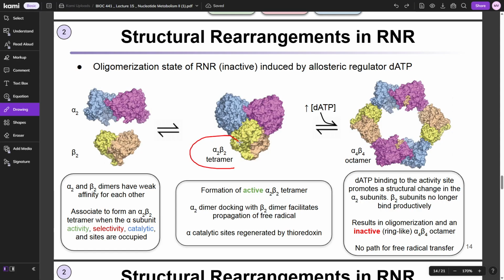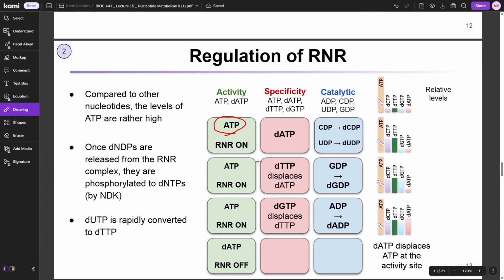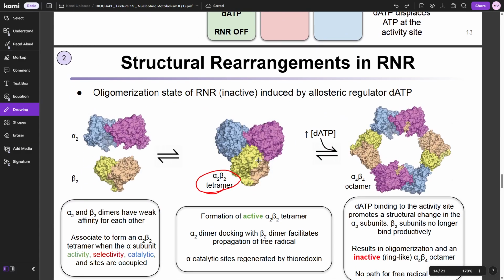But here's the active form. You have the alpha-2 beta-2 tetramer, and then you have the weaker affinity form here, which is just alpha and beta, and they're separate from each other. These 2 have to come together to form the alpha-2 beta-2 complex, which is the active form. So you can imagine that this tetramer forms when you bind ATP. Essentially, if you want to think of it like that.